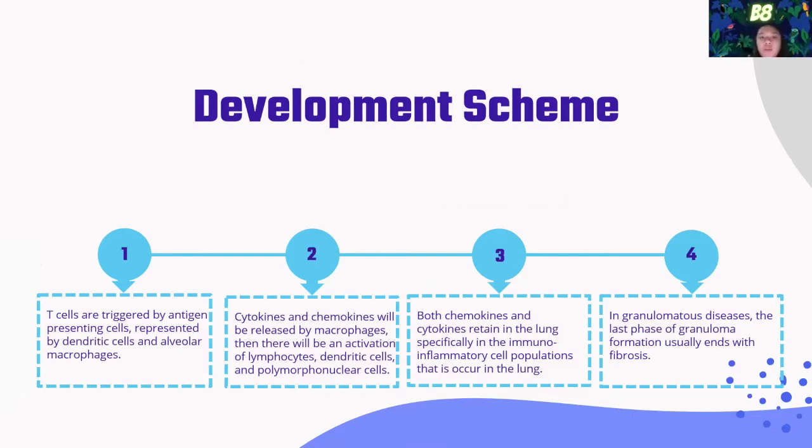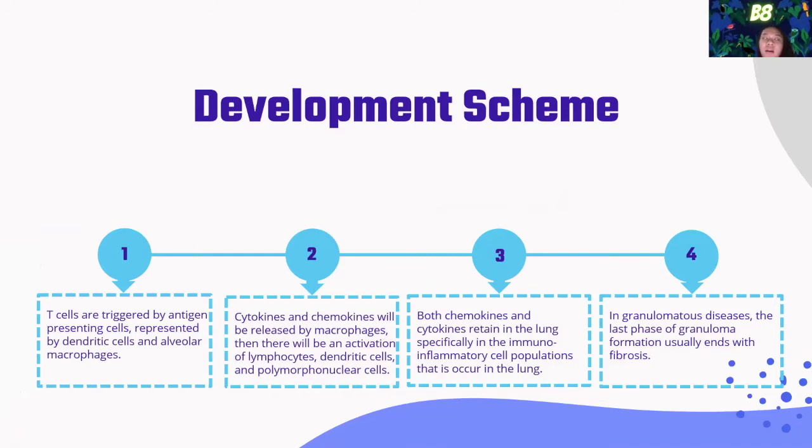Okay, so hello everyone. My name is Joko Desina dari Pemayun, and I will explain to you the development scheme of granulomatous inflammation in tuberculosis. So the first step is that T cells are triggered by antigen-presenting cells represented by dendritic cells and alveolar macrophages.